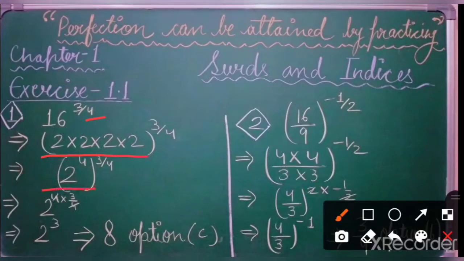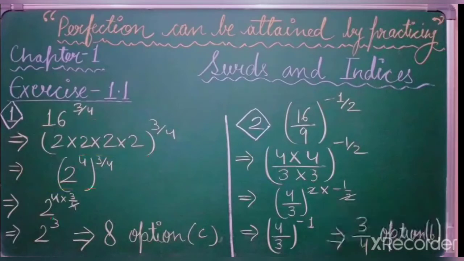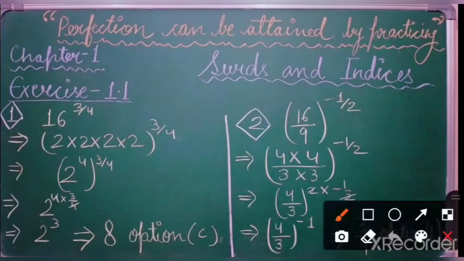So you will get 2 to the power 4 multiplied by 3 by 4. And when you cancel out 4 and 4 in the numerator and denominator, you will get 2 to the power 3, that is 2 2s are 4, 4 2s are 8, and your option C is correct. Let's see the second part.